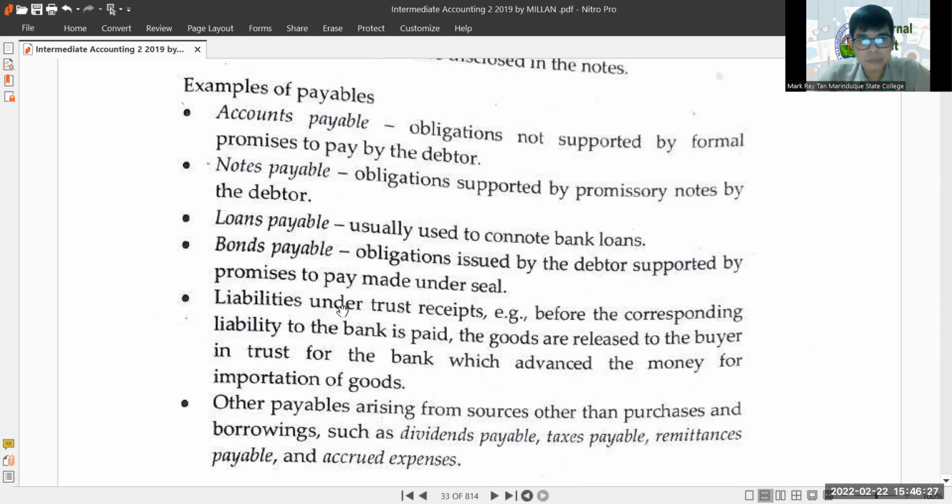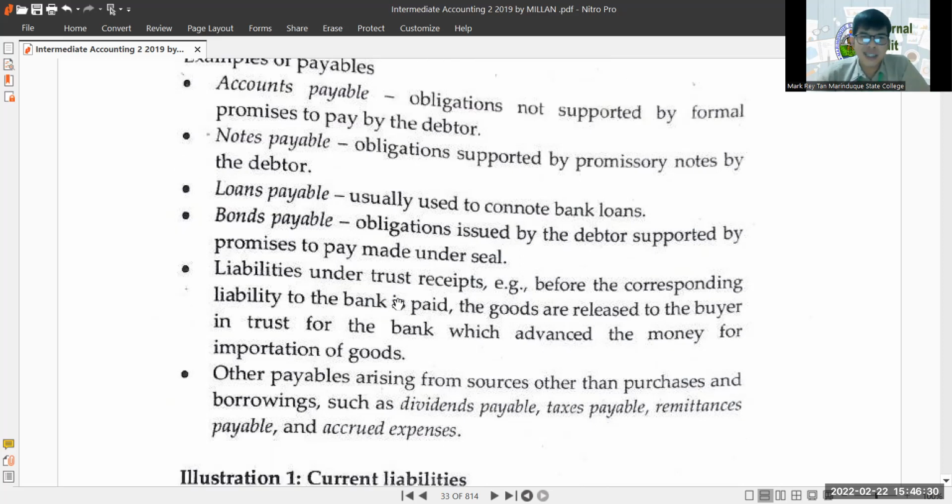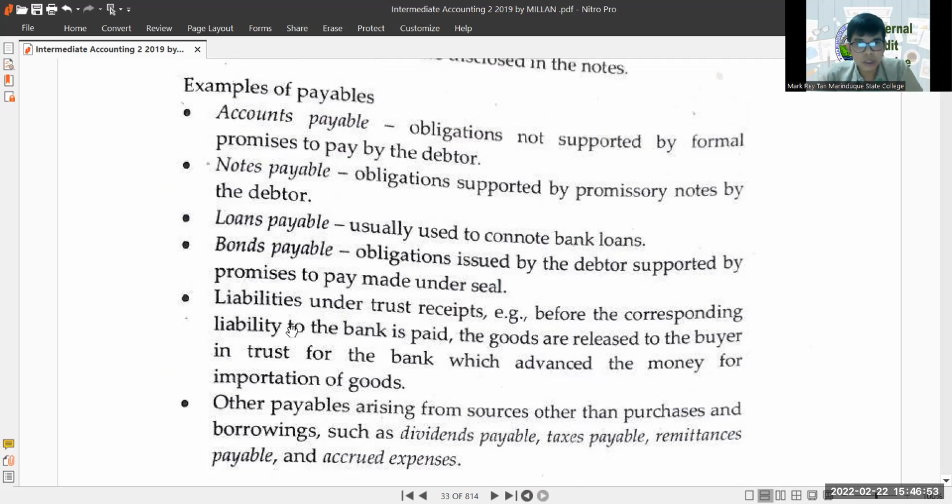Okay. Liabilities under trust receipts. Hindi ito masyadong common. Sige, basahin lang natin. Before the corresponding liability to the bank is paid, the goods are released to the buyer in trust for the bank, which advance the money for importation of goods. So, yung payment is parang nasa bank siya. Anyway, ang sabihin dito is this is also a form of liability.